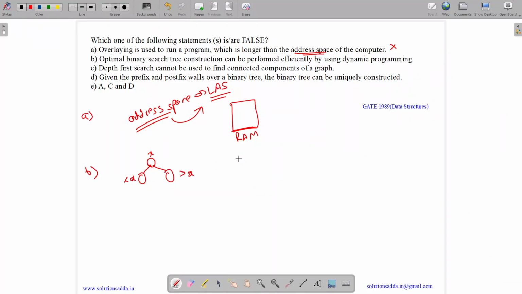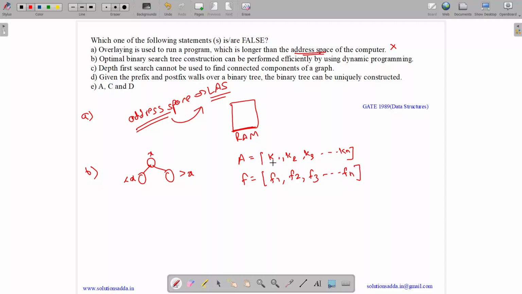So in an optimal binary search tree, we will be given an array of elements. They are the keys k1, k2, k3 and kn. They will be sorted and we will be given a frequency array. The frequency array tells what is the frequency of search of k1, frequency of search of k2, frequency of search of k3 and frequency of search of kn.